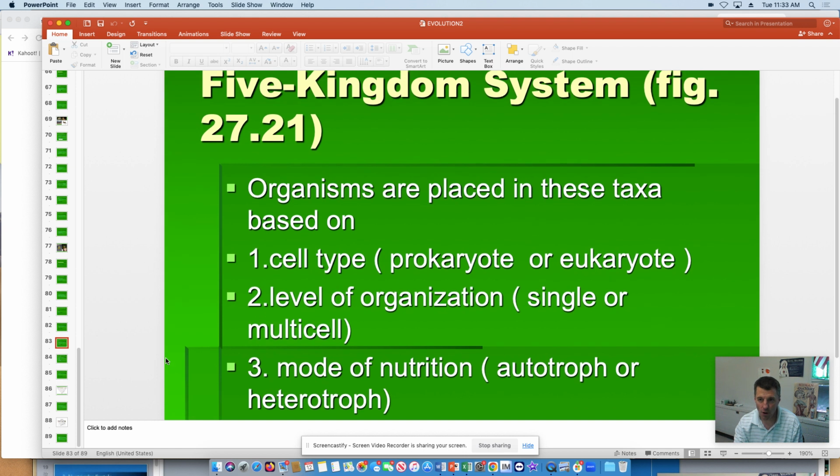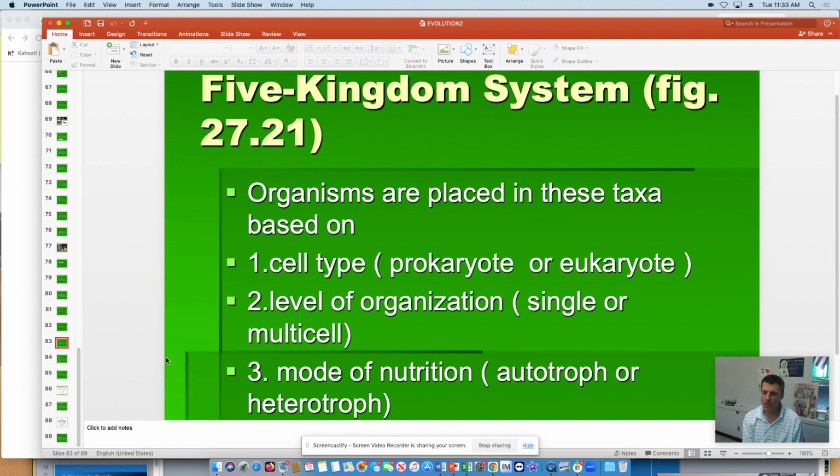Okay. So first of all, we're going to talk about the five kingdom system. So this was, I guess, the primary system of classification over the last many decades. More recently, we've gone to what the next thing we'll talk about, which is a three domain system. But in five kingdoms, organisms are placed in taxa or groupings according to what type of cells they have. Are they prokaryotic or eukaryotic? Their level of organization. Are they single celled or multicellular? And then their mode of nutrition. Are they autotrophic or heterotrophic?